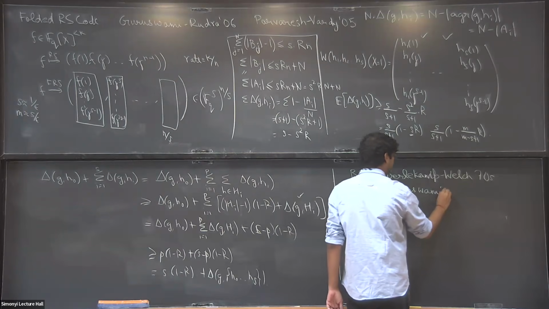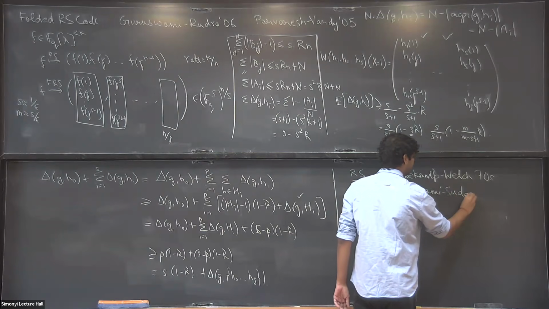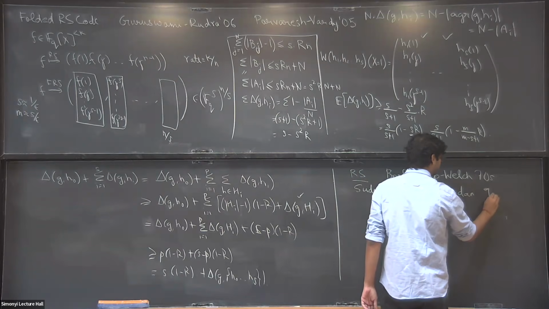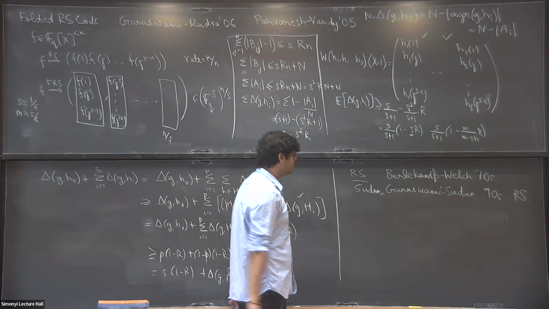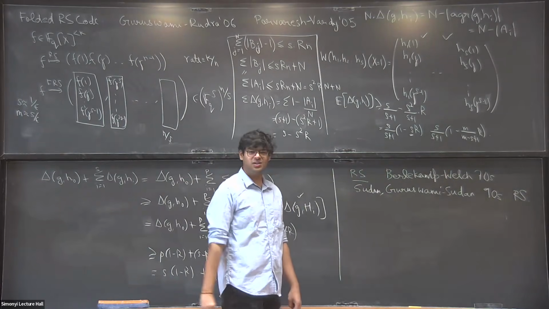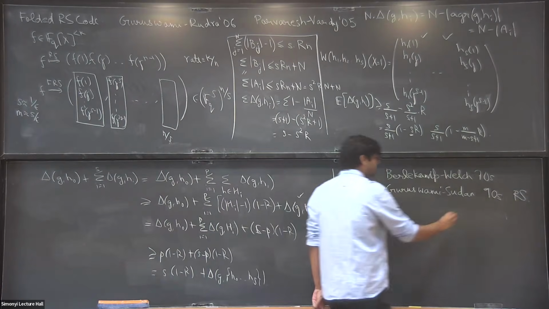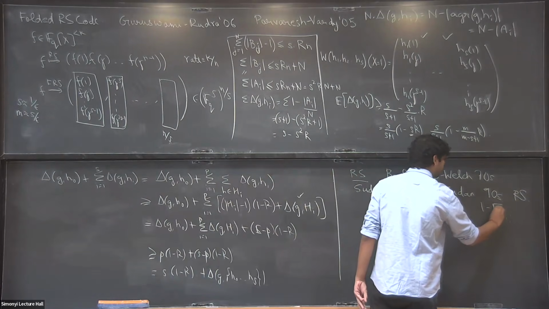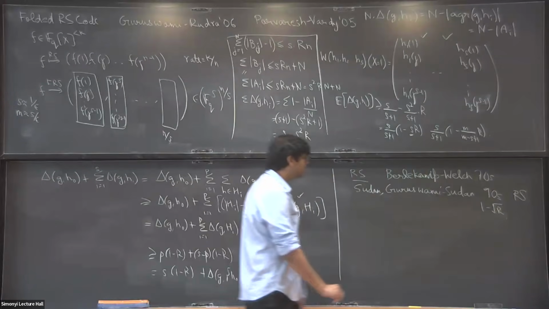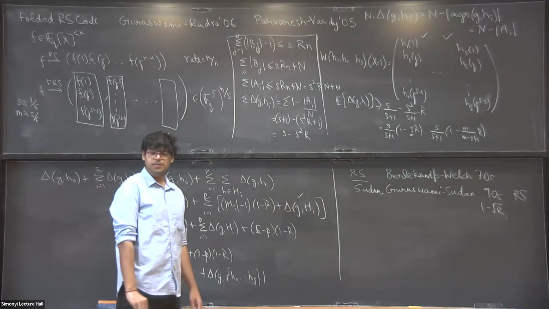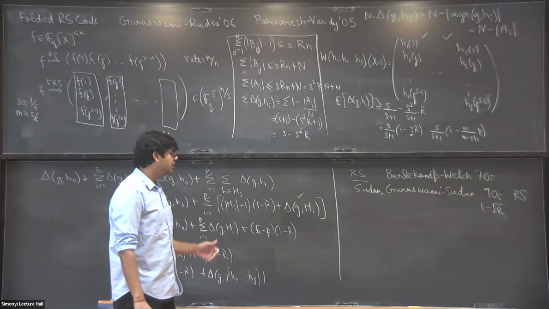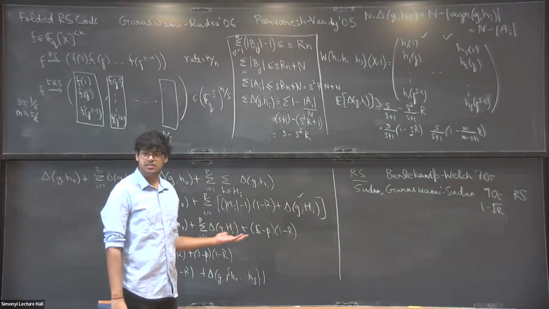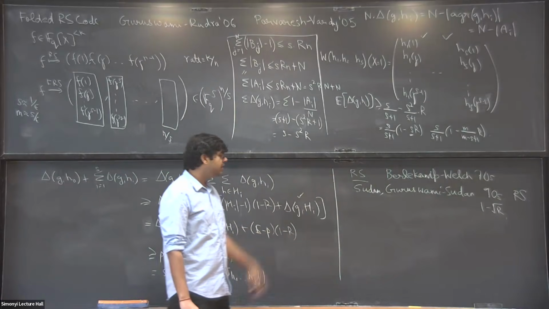Then Sudan and Guruswami in the late 90s gave list decoders for Reed-Solomon codes that work up to the so-called Johnson bound. That means that for Reed-Solomon codes of rate R, they work up to 1 minus square root R. And this is still the best known for arbitrary Reed-Solomon codes. We don't even know if the list is bounded beyond this radius. This is less than 1 minus R.